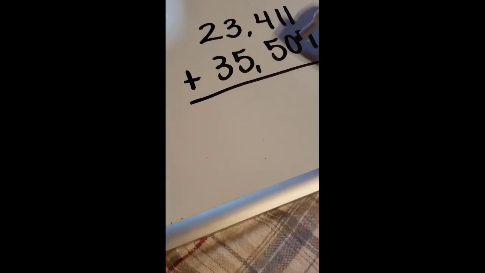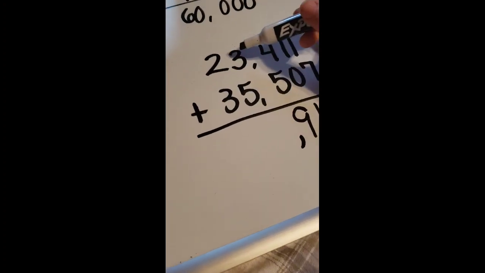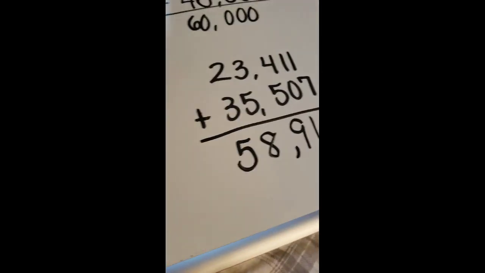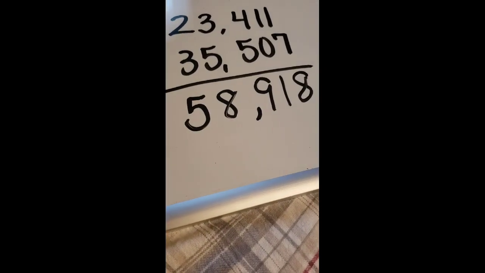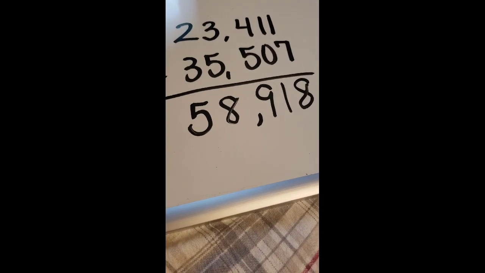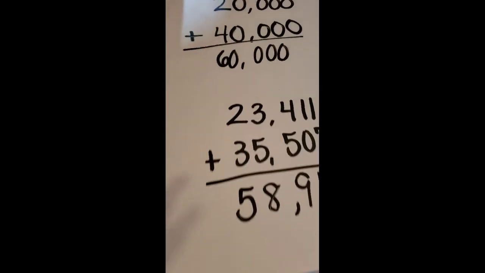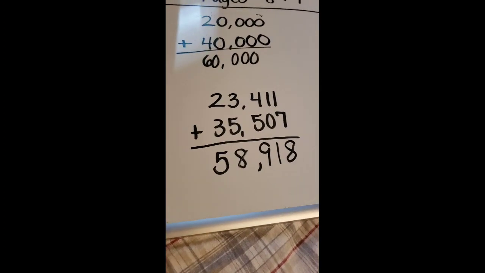So I start with the ones place. 1 plus 7 is 8. 1 plus 0 is 1. 4 plus 5 is 9, comma. In the thousands place, 3 plus 5 is 8, and 2 plus 3 is 5. So my answer, my exact answer, 58,918, that's pretty close to my estimate of 60,000. So that means that my answer is reasonable.